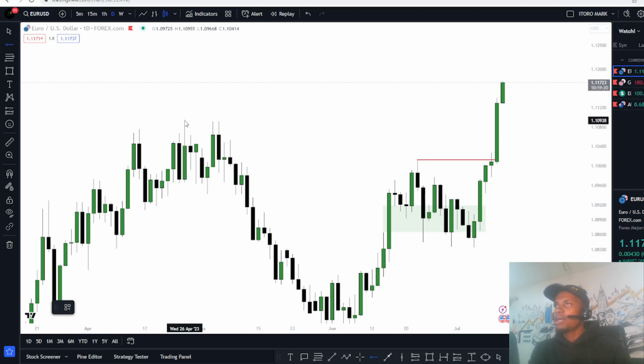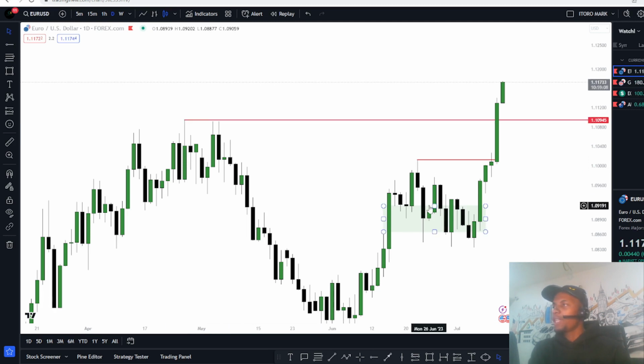I also marked out this other one right here, you get me? So my expectation is to see price rally away from this fair value gap and to grab buy side liquidity, right? Price grabbed the first buy side liquidity here on Tuesday. Then on Wednesday, I expected price to come to this area.